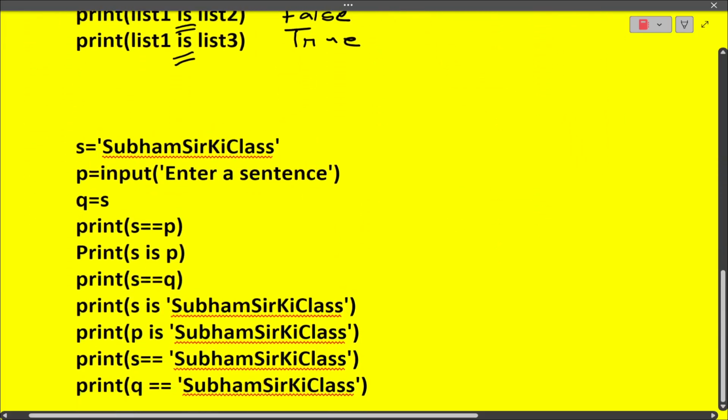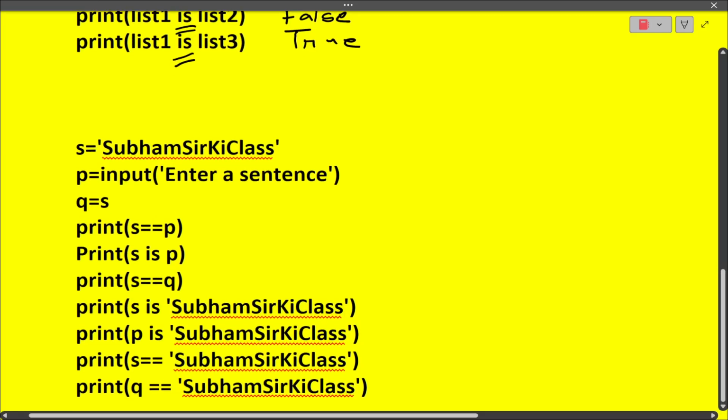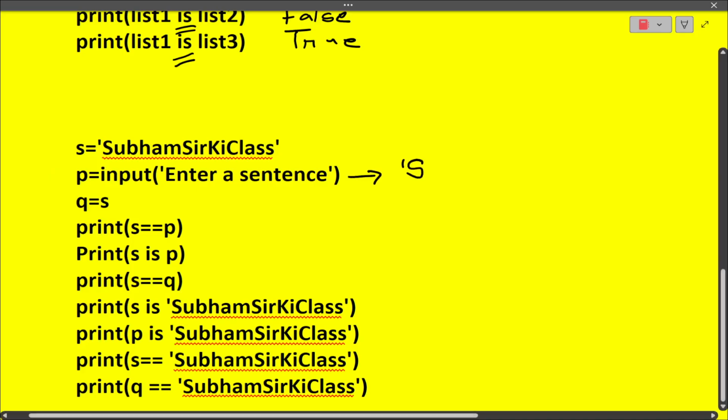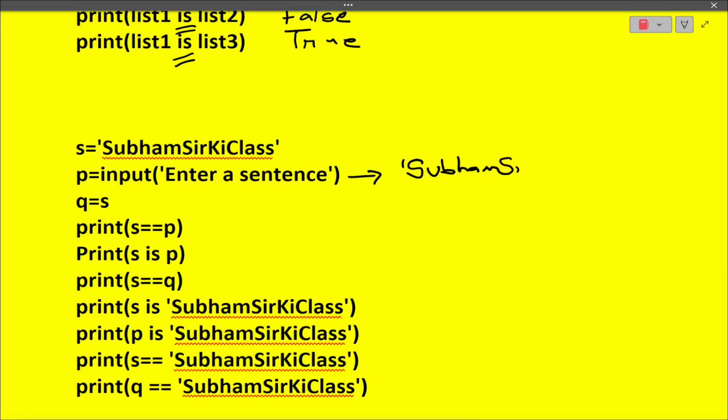It's a very good question and it's a big one as well. So here, if you observe this particular thing, I have written S is equal to Shubham sir ki class. Now in the second one, I have asked the user to enter something and I have written Q is equal to S. Let me consider here the user has given exactly the same thing, that is Shubham sir ki class, and it is stored in P. I'm considering this scenario.